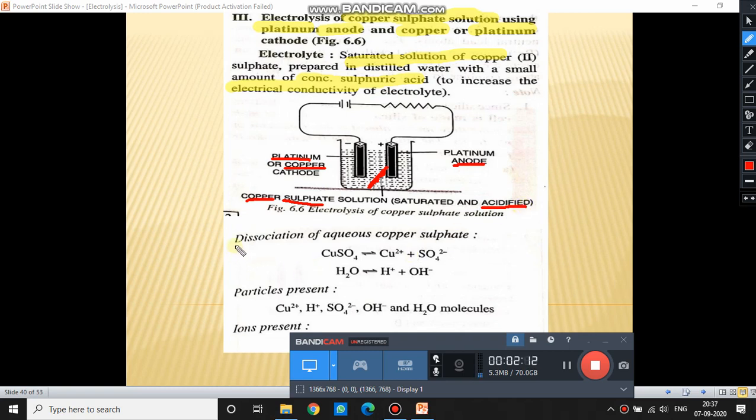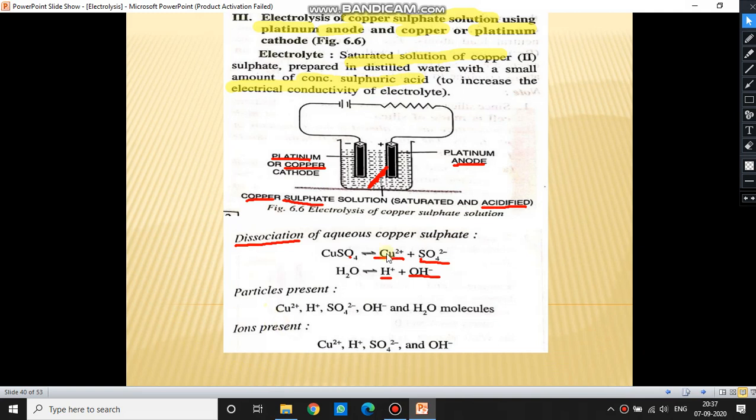When you dissolve it in water, copper sulfate is an electrovalent compound, so it already undergoes dissociation. Copper sulfate dissociates to make cupric ions and sulfate ions. And water also ionizes to make H plus ions and hydroxyl ions. So the particles present here are cupric ions, then we have H plus ions, then we have sulfate ions, hydroxyl ions, and the water molecules.